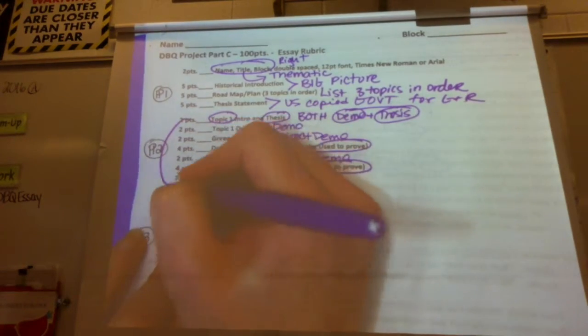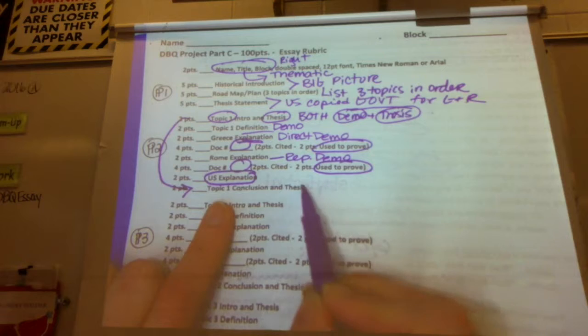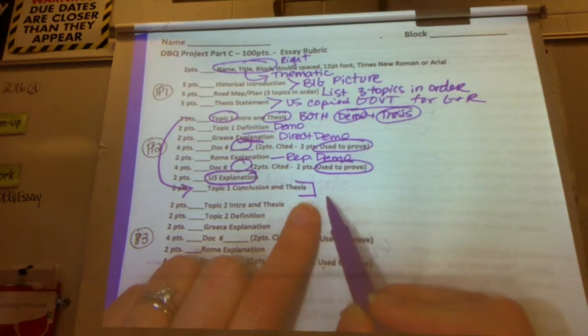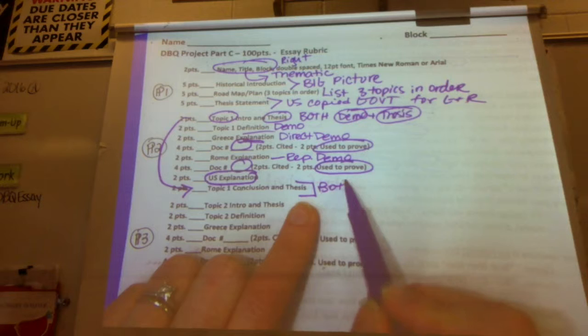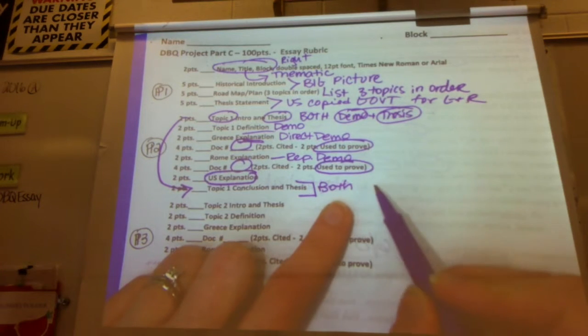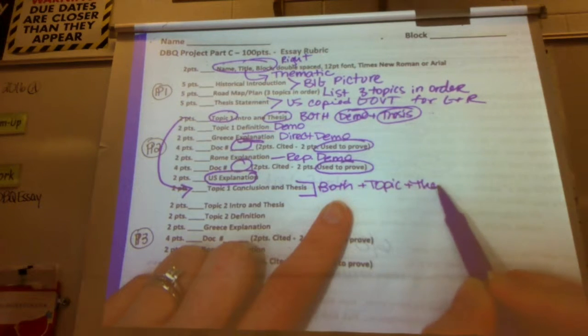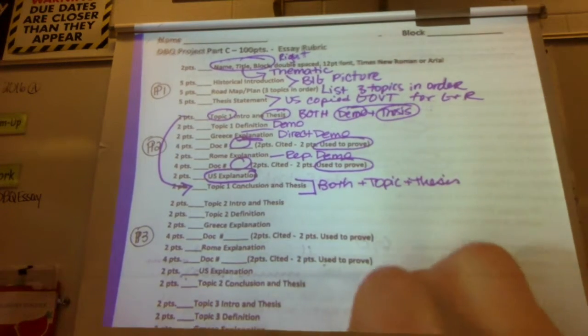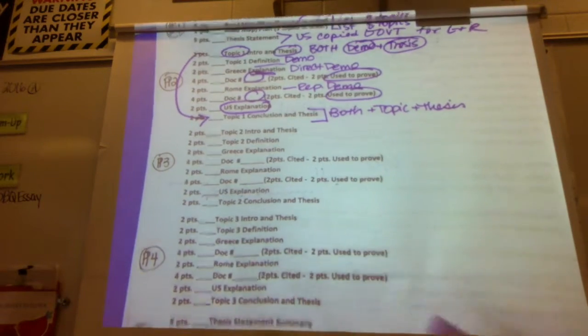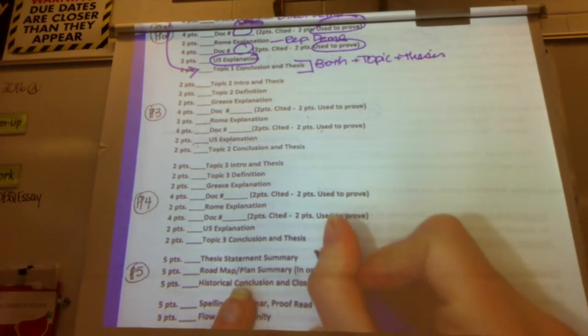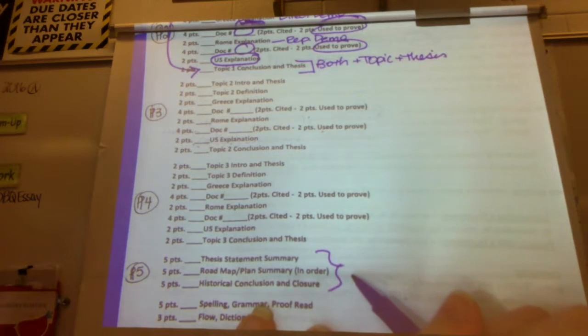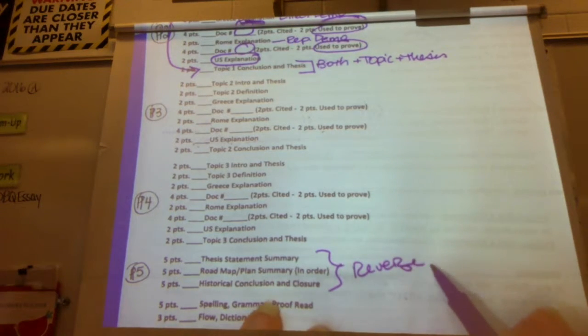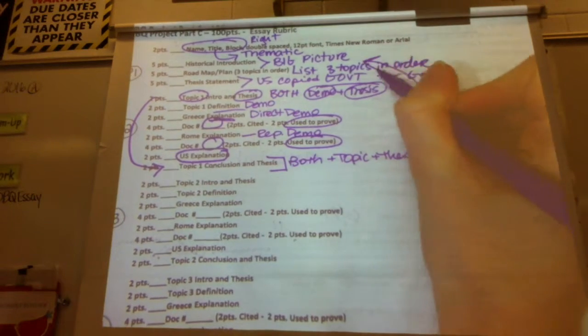Finally, you are going to conclude it by telling me both. You've got to have your topic, democracy, and the thesis. So topic plus thesis: it was copied from ancient Greece and Rome. So topic 1, topic 2, topic 3. The conclusion is just the reverse of the intro.